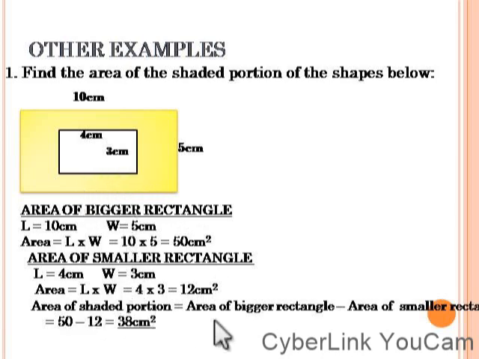Now finding the area of the shaded portion of this entire shape. The area of the shaded portion is the area of the bigger rectangle minus the area of the smaller rectangle, the one that is inside that is not shaded. So that will give us 50 minus 12, which will give us 38 centimeters squared, and that is the answer to that particular one.